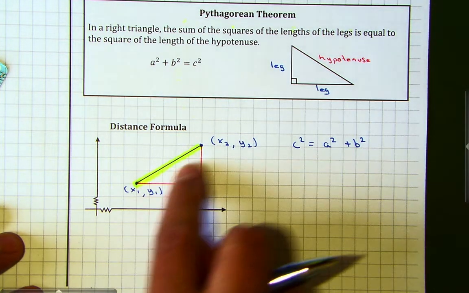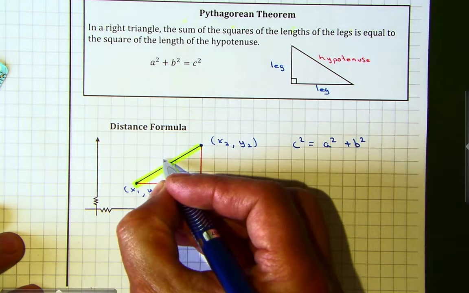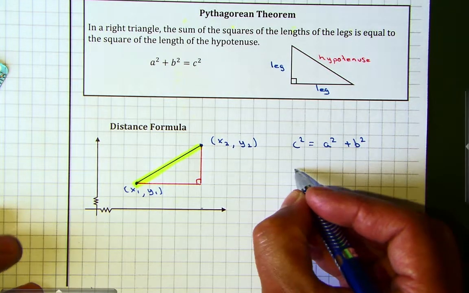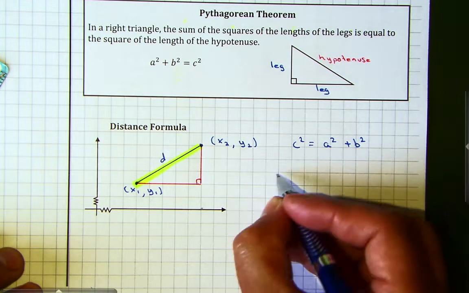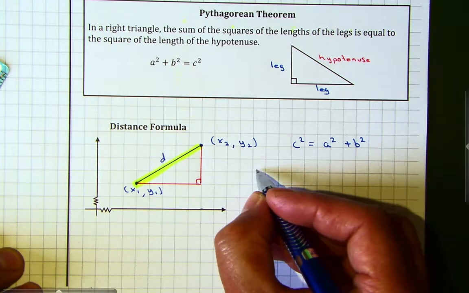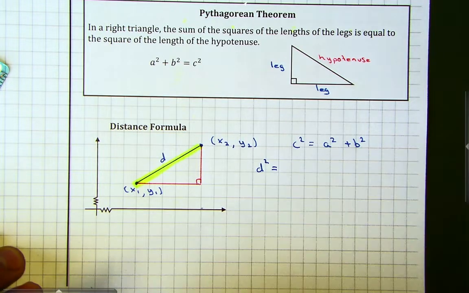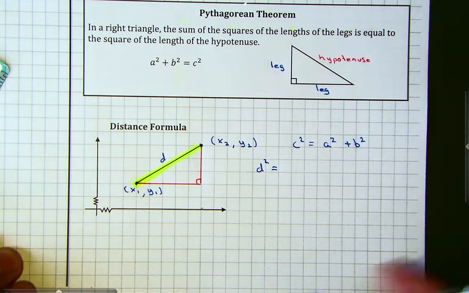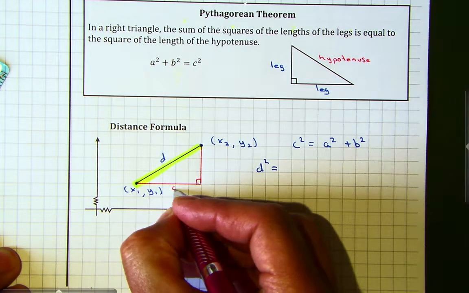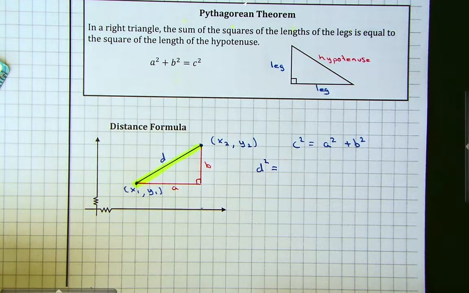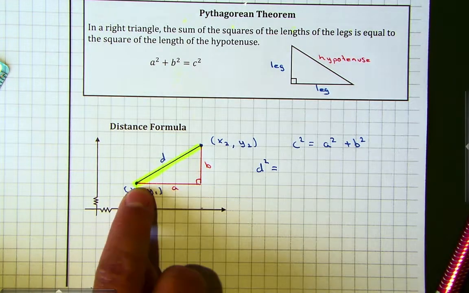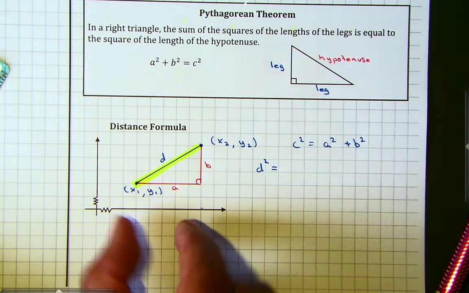And I'm trying to find the distance, so I'm going to label this as d squared. So this will be d. Let me just leave some space. This will be a, and this will be b. So therefore, how do I find the distance of a? How far are they from each other?